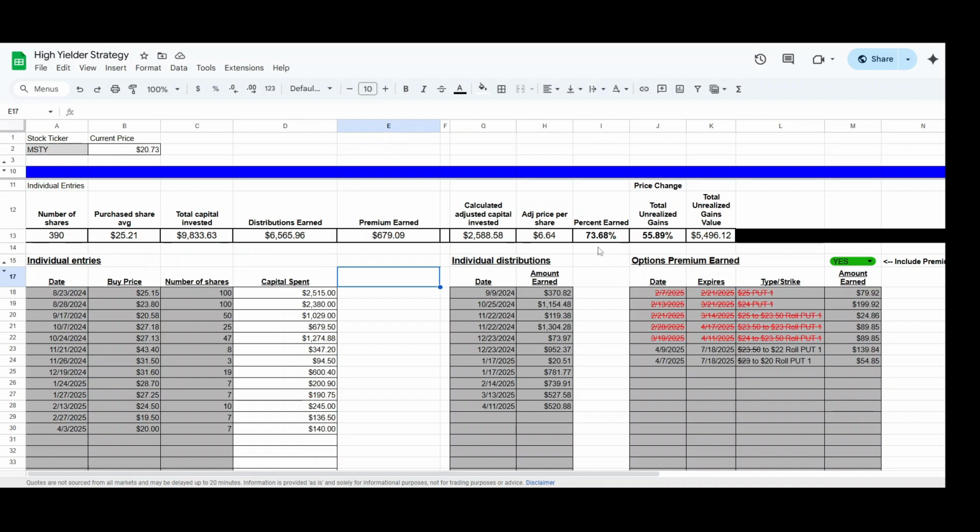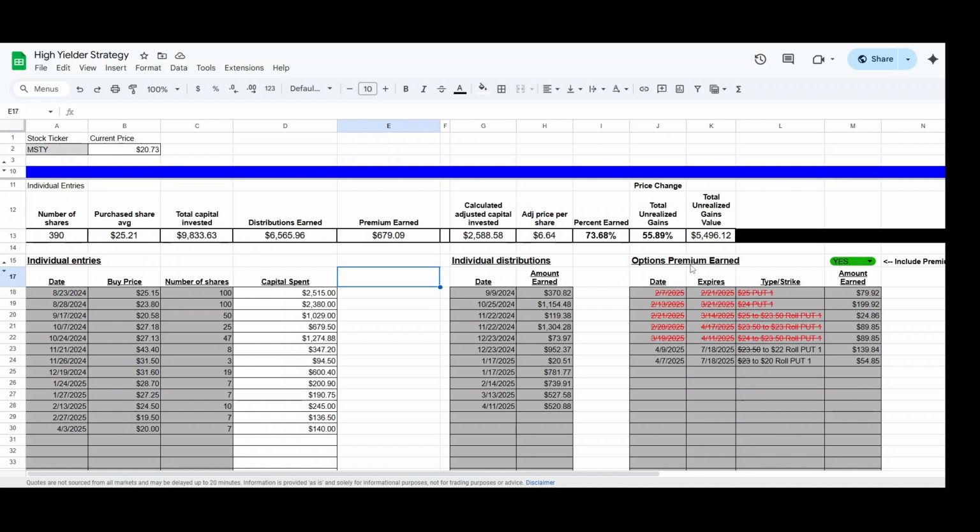That is what my average price adjusted would be. So I have earned back a little over 73% back into my pocket without the sale of the shares. But if I did sell all 390 shares at the $20.73, since that current price is under my purchase price of $25.21, that difference, or that loss, would come out of the distributions and premiums I have earned. Therefore, I will only actually earn $5,400, almost $5,500.